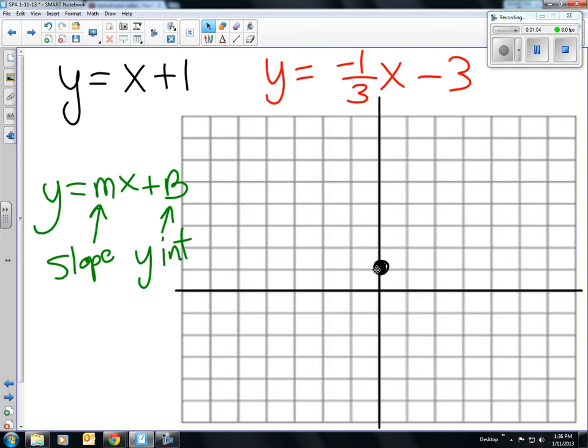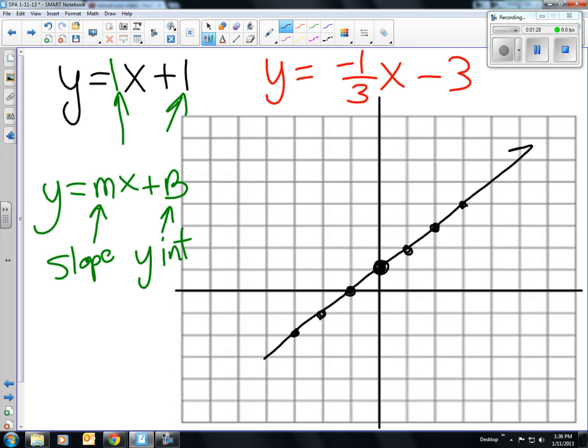So in the black equation here, we know that the starting point, or the y-intercept, is 1. So that's why we have the black dot there. And then we also know that the slope of this line is going to be an understood +1. So we're going to use that information to go up 1, right 1, up 1, right 1, up 1, right 1, or down 1, left 1, down 1, left 1, and so on and so forth. So that's what our black line should look like.